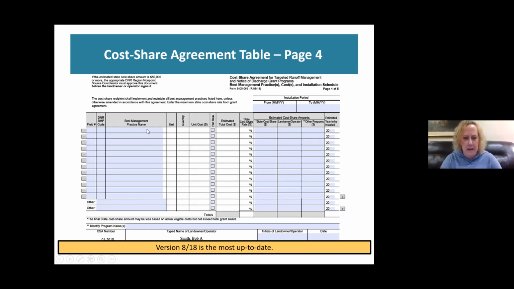And actually, we'll go through an example here. I forgot that that's coming up. We'll walk through an example of how to fill this out. And like I said before, the August 18, 2018 version is our most up-to-date version at this point. So if you see that on our website, you are using the most current version.